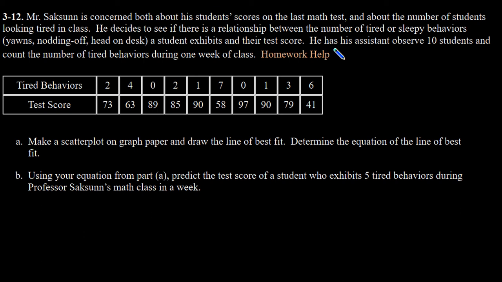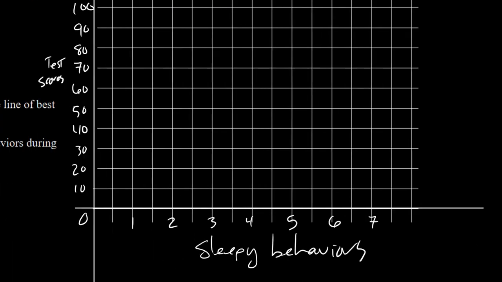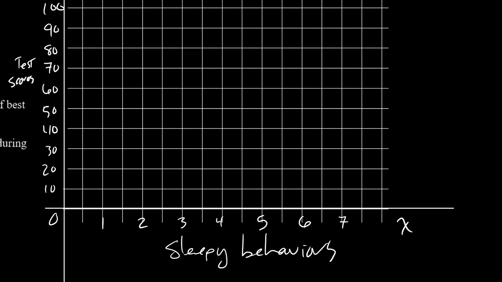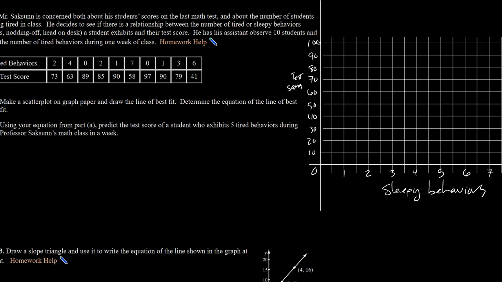So we've got this table that's recording the number of tired behaviors and the number of test scores. And part A says make a scatter plot on graph paper and draw a line of best fit. Determine the equation of the line of best fit. So looking at this table, I can see that the tired behaviors ranged from 0 to 7. So I set up my x-axis as I labeled it sleepy behaviors, and I had 0, 1, 2, 3, 4, 5, 6, and 7 there. And then for test scores, I ranged from 0 up to 100. And I just need to plot these points now.